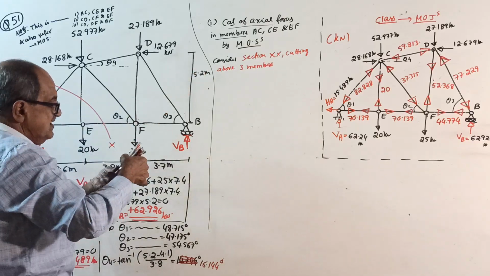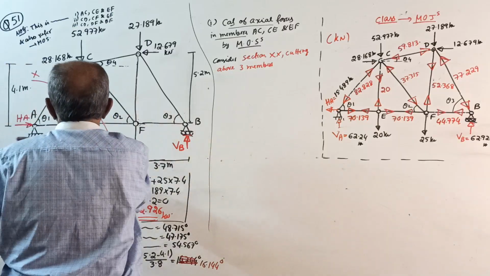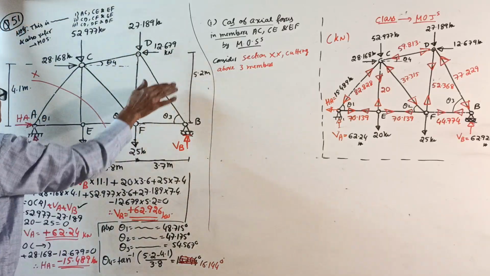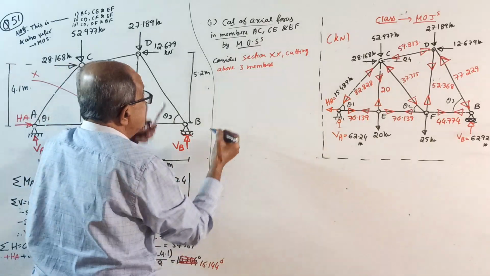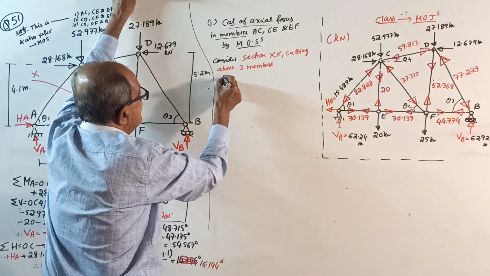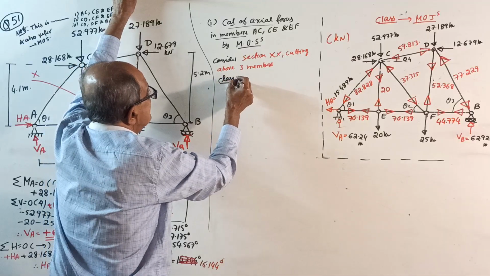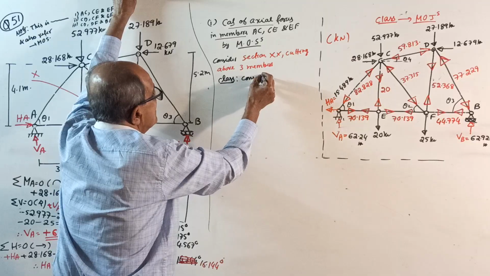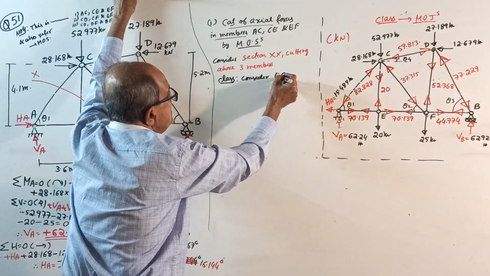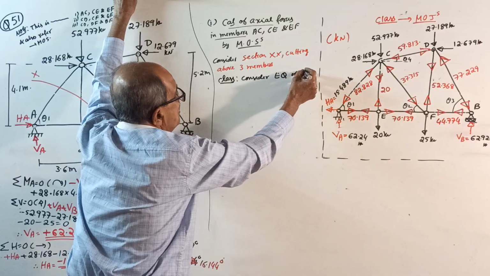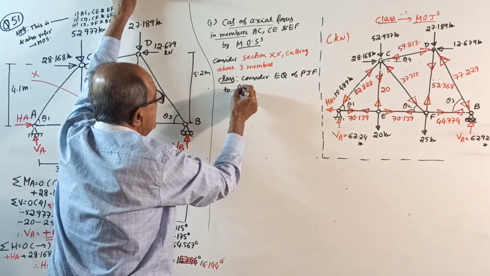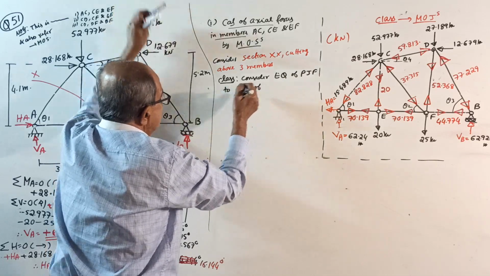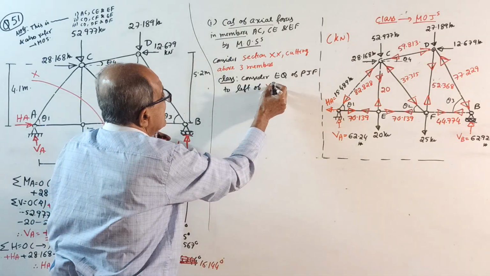Better look at the right side? No. Look at the left side. Why? Right side, too much complication. Left side is better. So write a statement here: consider equilibrium of pin jointed frame to left of XX. This I told you thousands of times earlier.